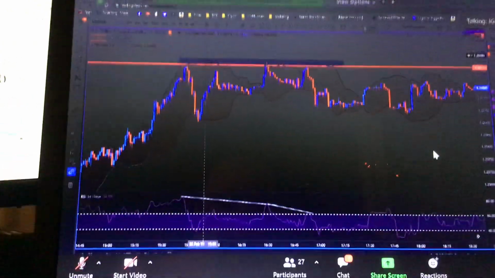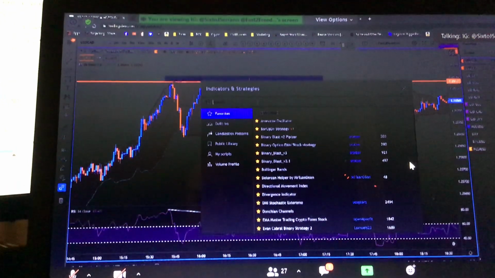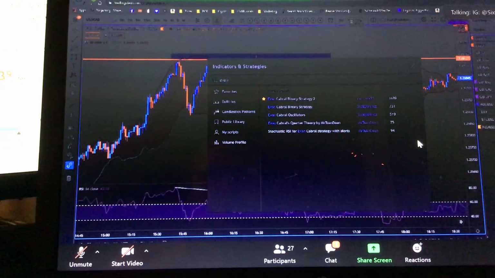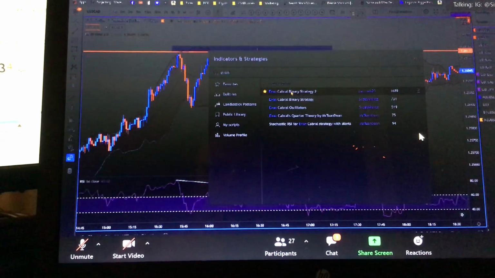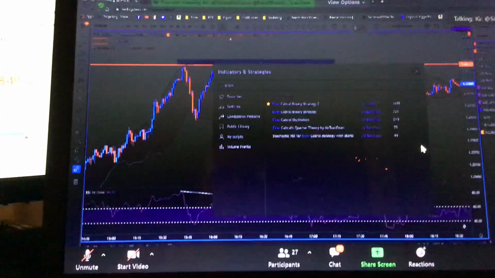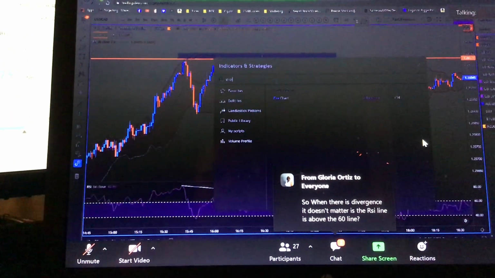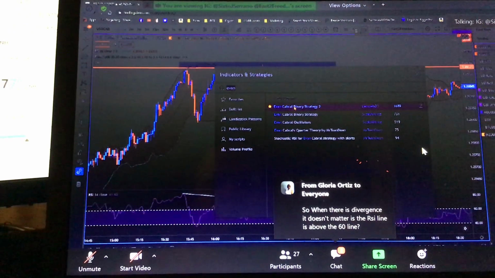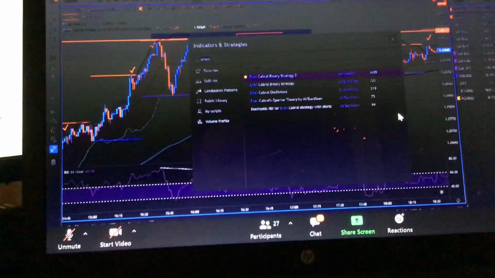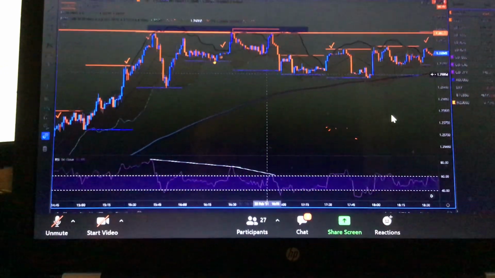If you go to this indicator right here, indicators and strategies, you're just going to type in Evan. When you type in Evan, it's going to say Evan Cabral Binary Strategy 2. When you click that, this is what it's going to look like. Actually, let me just add it right now so you can see it. It's going to have built-in support and resistance. Look at that. It gave you built-in support and resistance areas.